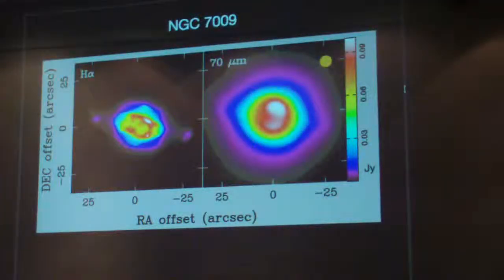Another example is NGC 7009. This one is a high excitation nebula, elliptical as well. In the H-alpha image we see this very bright inner core with a bright ring, and around it an outer shell, and you see some streams and ansae. At 70 micron, we just resolve the bright inner core, and we see the outer shell as well. With our resolution we can't resolve the streams or the ansae, but we can see where they are located based on the elongation of the structure.